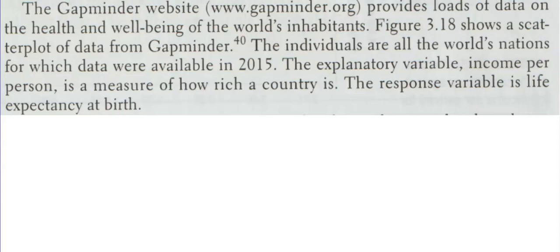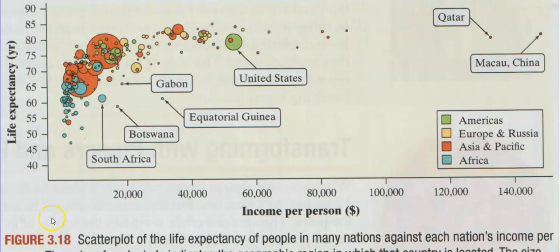The scatter plot you can see below in figure 3.18 shows a scatter plot of data from this website. So what it's comparing is in 2015, the explanatory variable is the income per person of a country, and then the response variable is the life expectancy of that person at birth. So on our x-axis, we have the income per person living in each country. Each of these dots is a country. And then we've got the life expectancy of that person when they were born.